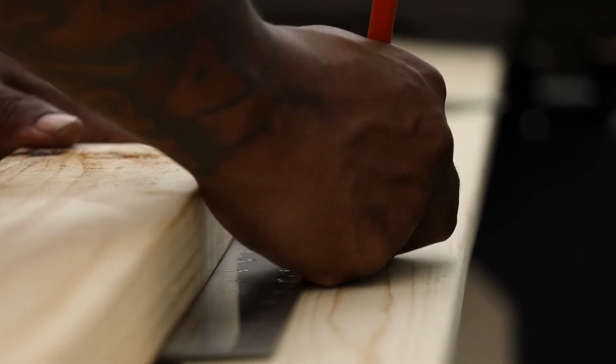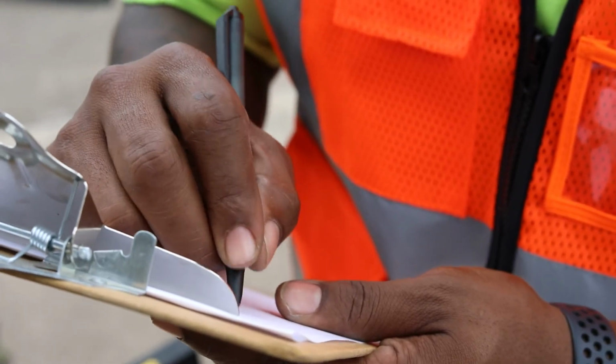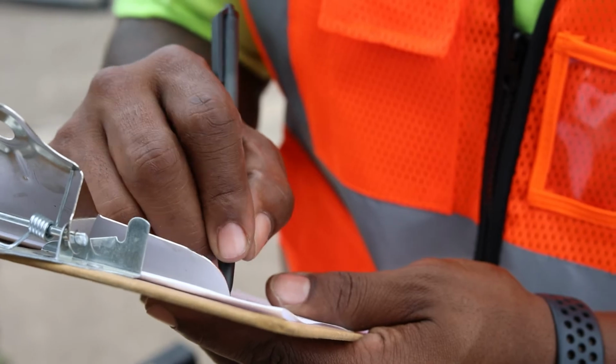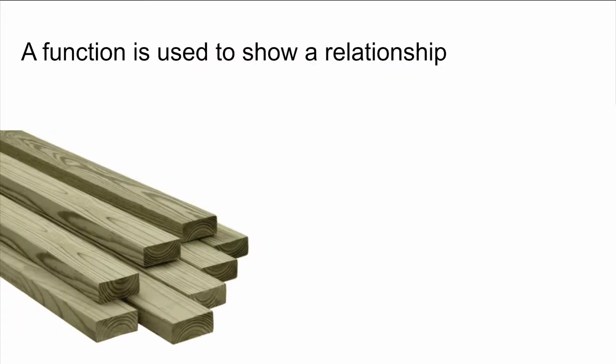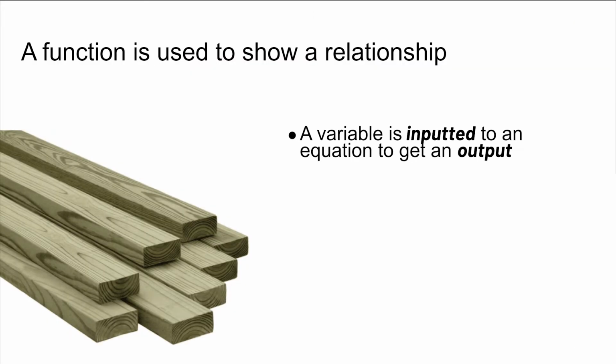In construction, many costs must be taken into consideration for supplies and labor. And depending on the number of supplies needed, costs can go up or down significantly. Functions can be used to help calculate these costs and help you make an informed choice for purchasing. A function is used to show a relationship. We have a variable that is inputted to an equation to get an output.